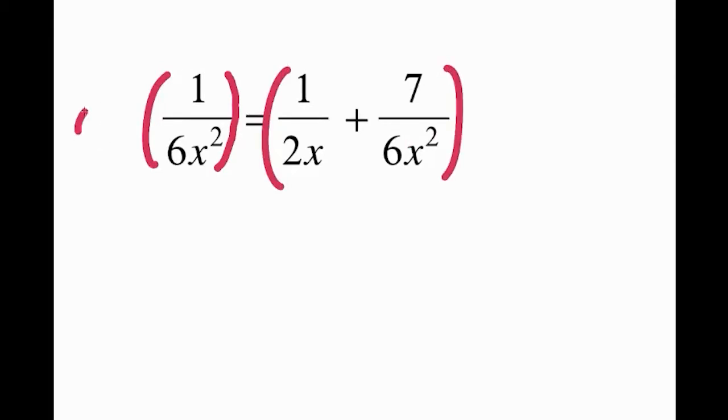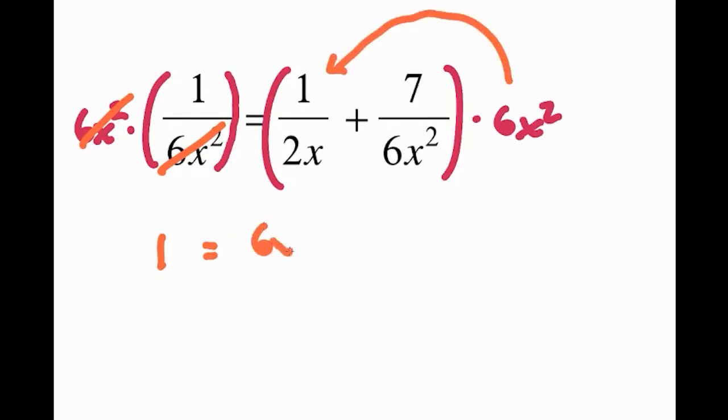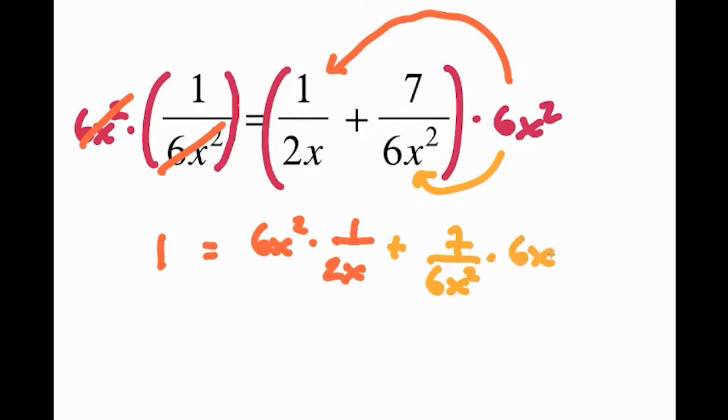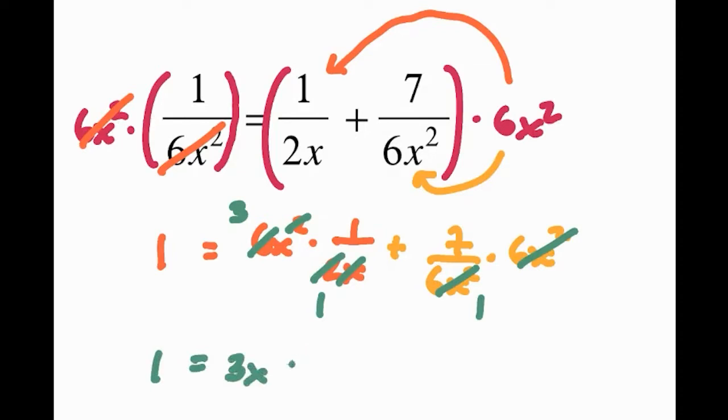Okay, so first thing I'm going to multiply by is this 6x squared on both sides. Because when you do that on the left, you will notice cancel, cancel, and then you're left with the 1. Here, if you multiply this over here, you're going to have 6x squared times 1 over 2x. And then I'm going to distribute, I'll use a different color, distribute to this one here, and it's going to be 7 over 6x squared times 6x squared. Now, if you notice, everything goes away in the denominator. That's going to cancel. And then over here, x over x cancels this x. 6 over 2 is 3. So now you're left with 1 equals 3x plus 7.